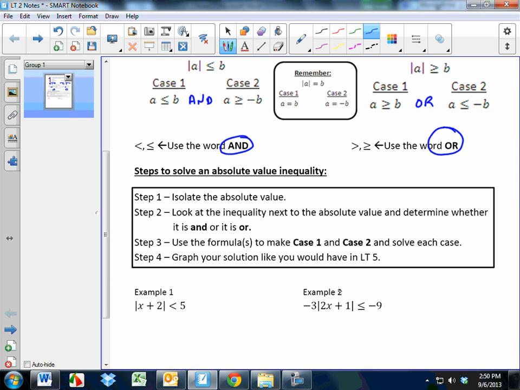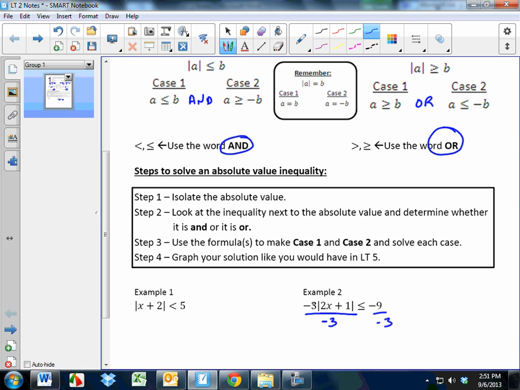In example 2, there's a negative 3 in front of the absolute value. Be careful, it is tempting to distribute that negative 3, but there is no distributive property for absolute values, so we can't distribute that negative 3. According to step 1, if we need to isolate the absolute value, we're going to need to get rid of that negative 3. The way we do that is use the division property of inequalities, which says you can divide whatever you want to both sides.